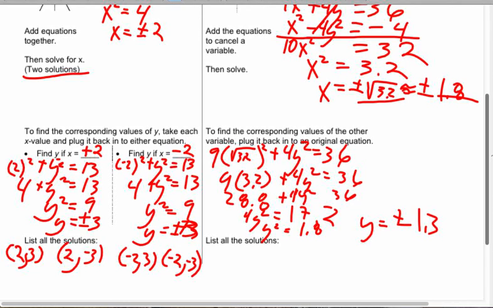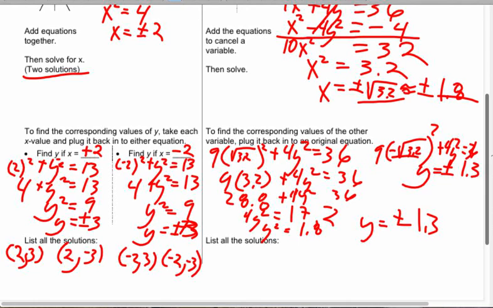So now I list all of my, oh, and then I come back through and do the same thing. So I'm going to have 9 times a negative square root of 3.2 squared plus 4y squared equals 36. Okay, now, since I'm squaring a negative number, I'm going to get the same thing back out again. So this is also going to give me y equals plus and minus 1.3.